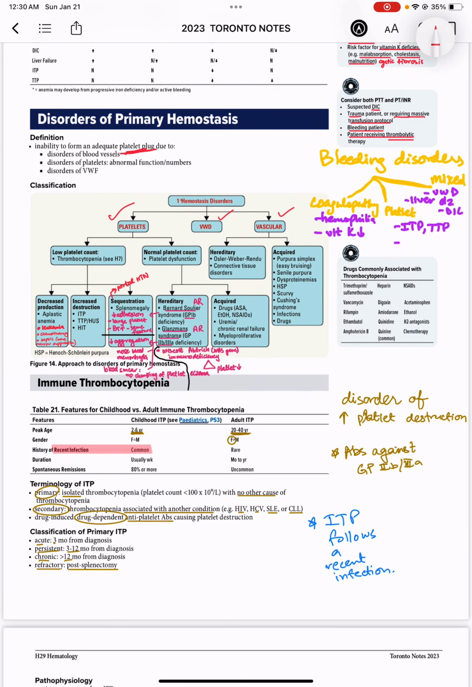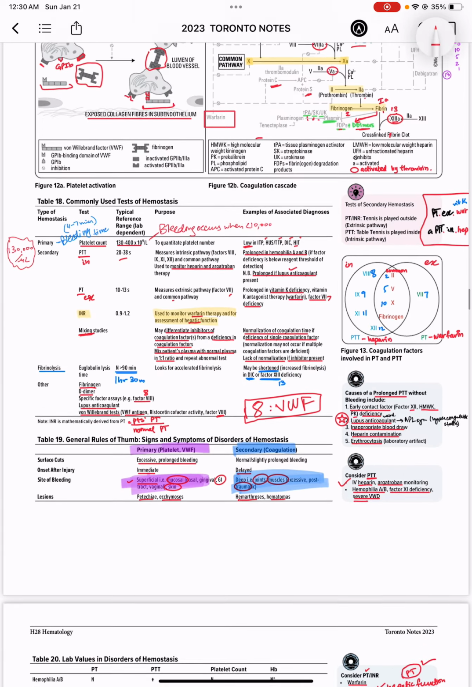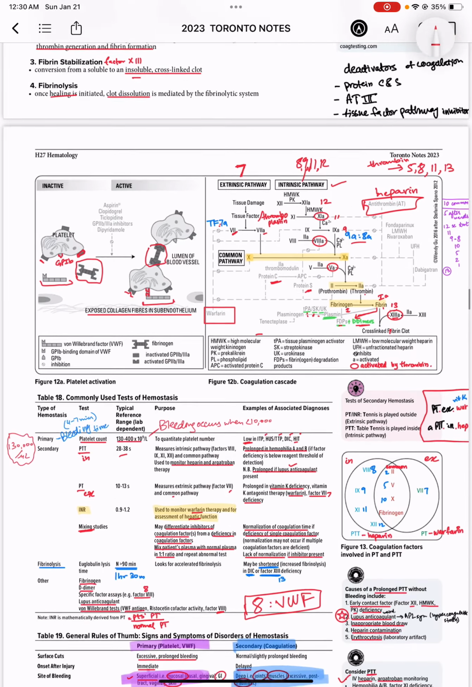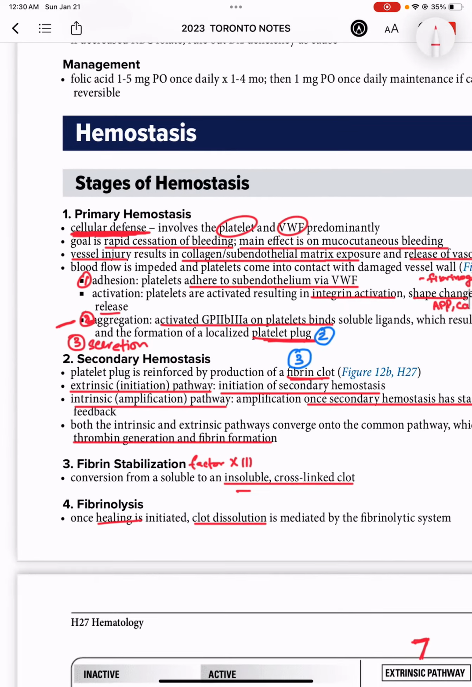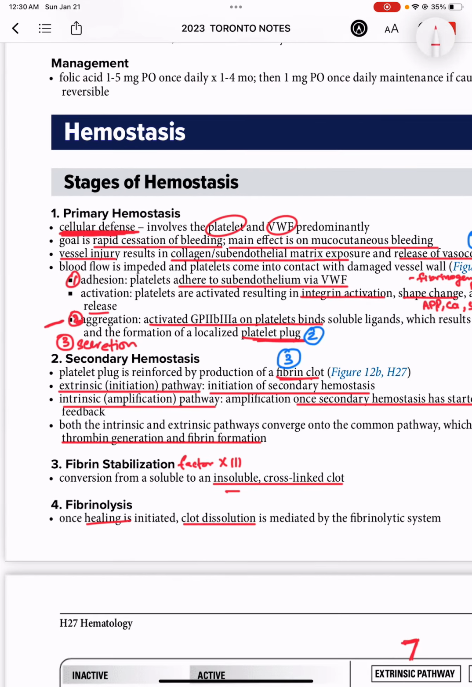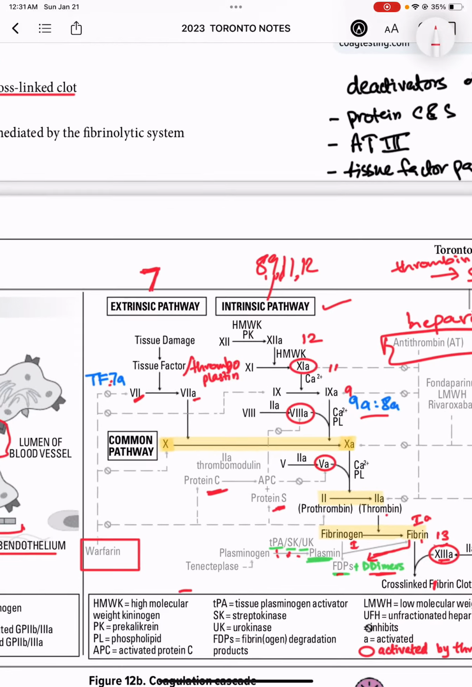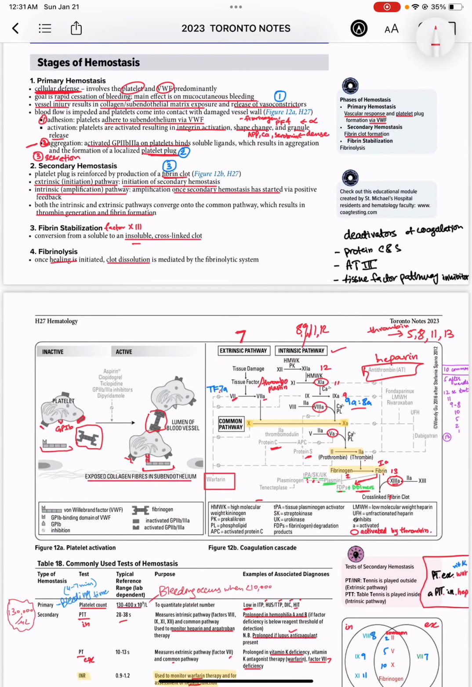Hi everyone. In this video, I'm going to talk about disorders of primary hemostasis. In the last video, I talked about hemostasis and its stages. Primary hemostasis involves the platelets, and secondary hemostasis involves the coagulation cascades, which could either be extrinsic or intrinsic. Then we have fibrin stabilization with the help of factor 13, and then the last stage, which is fibrinolysis.